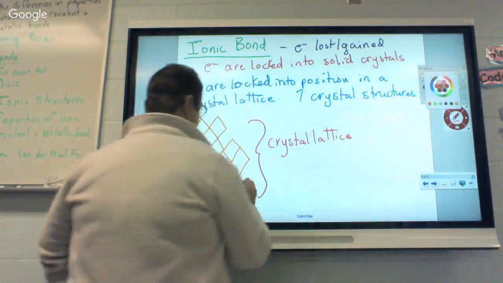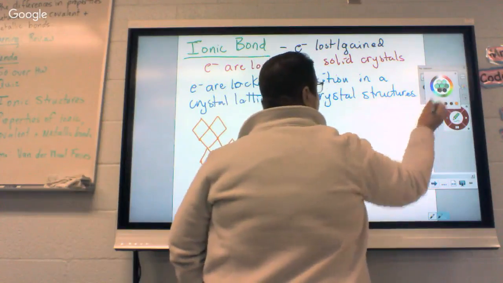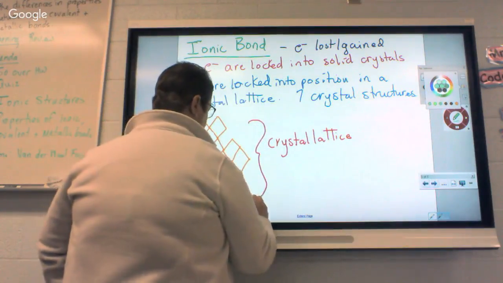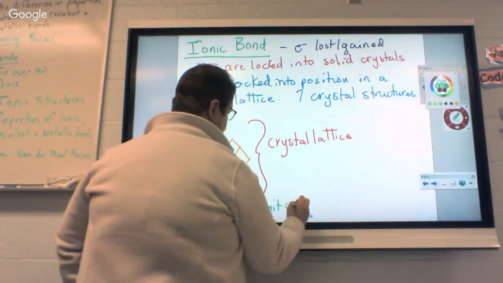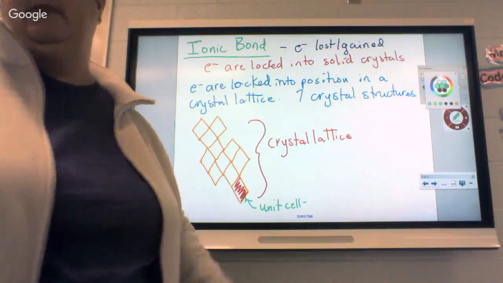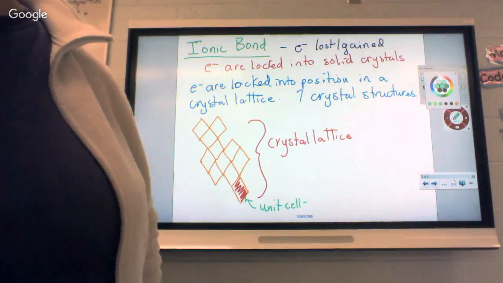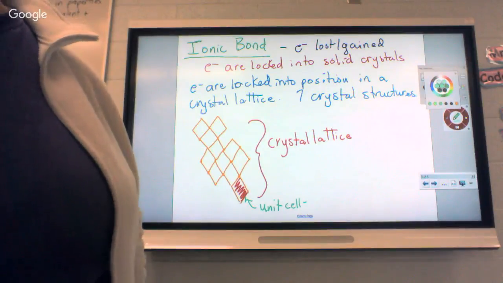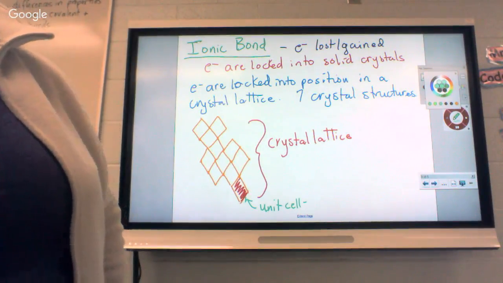Okay. Now, this, if I just colored in down here, would be my unit cell. I'm sure I'm not skipping anything important. I don't think I have so far. Look at all that.